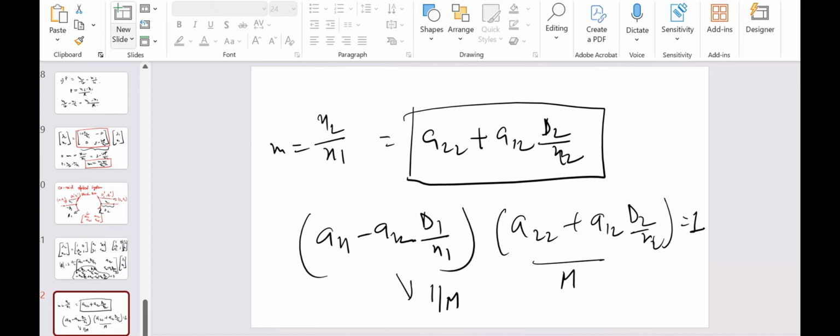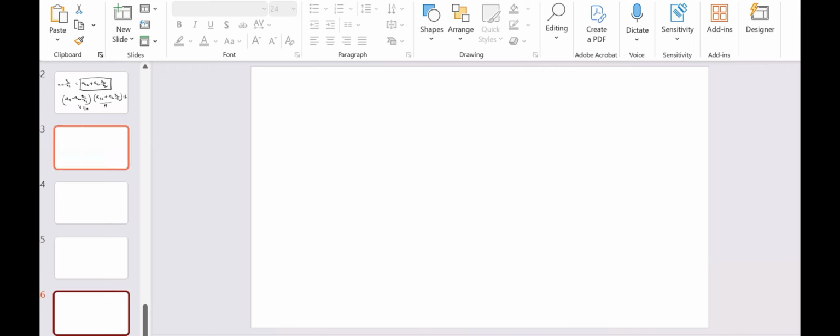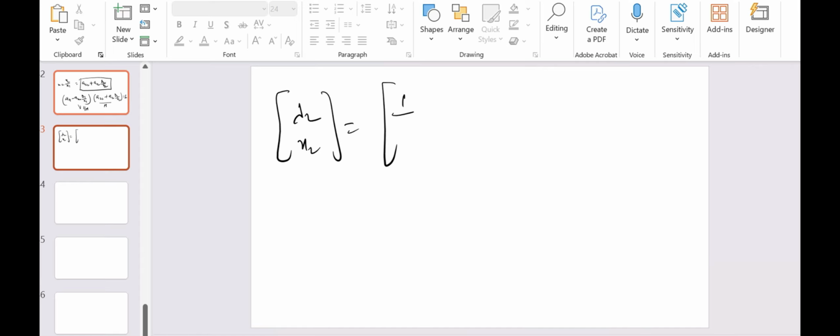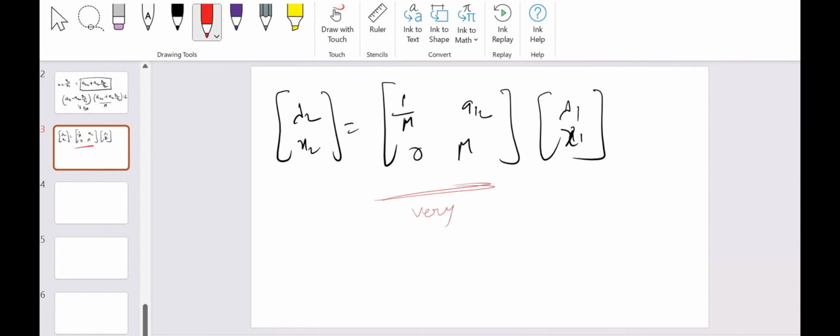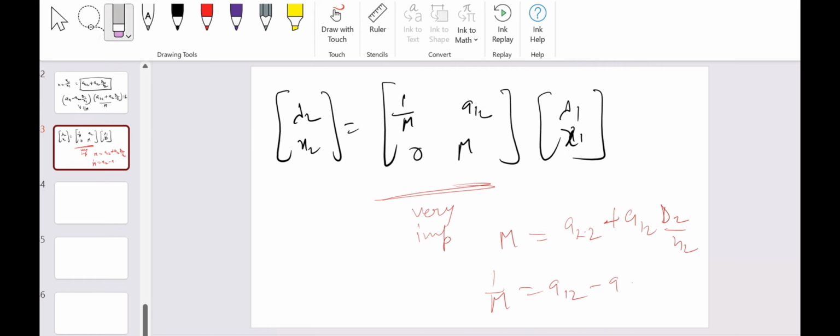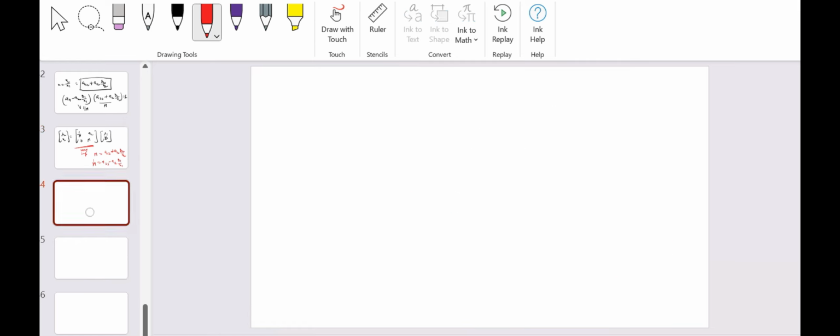So we have reduced the matrix size to lambda 2 x2 is equal to 1 by m, A12, 0, m, and lambda 1 x1. So this is a very important form. And what is m and what is 1 by m, you need to remember always. 1 by m is equal to A11 minus A12 D1 N1. Always remember that.